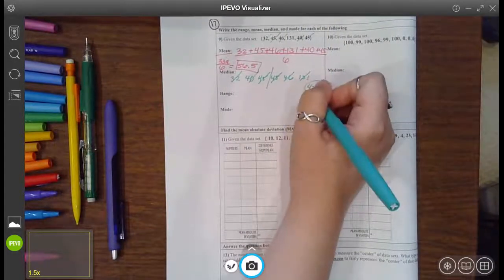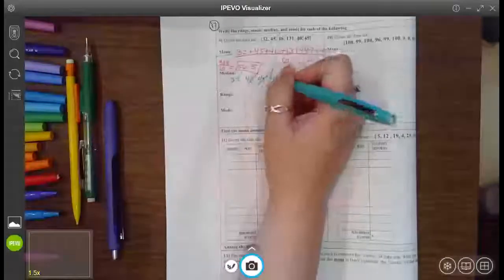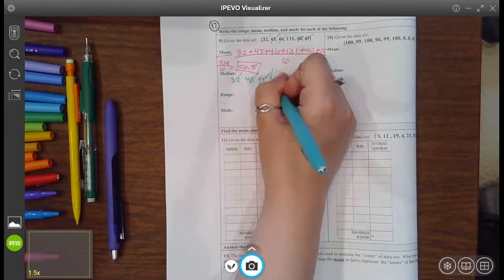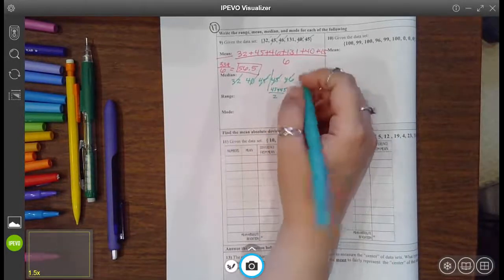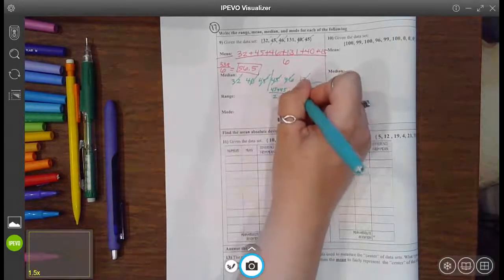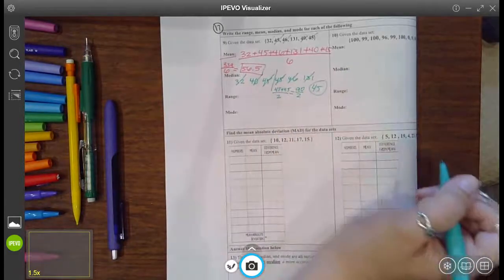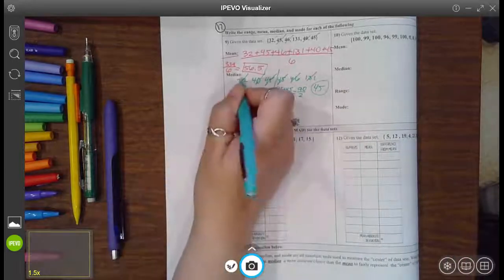It's just 45. Okay, and if you got stuck and you had a brain fart, find the average of the two numbers it's between. So add them together and divide by 2. 45 and 45 make 90. 90 divided by 2 is 45. Okay, so that was the median.